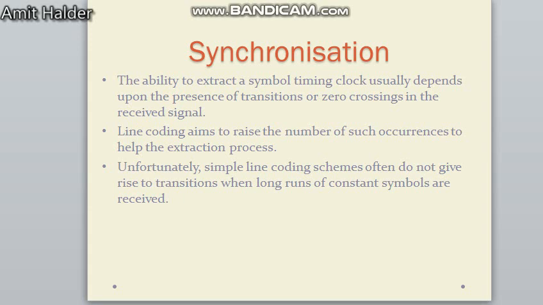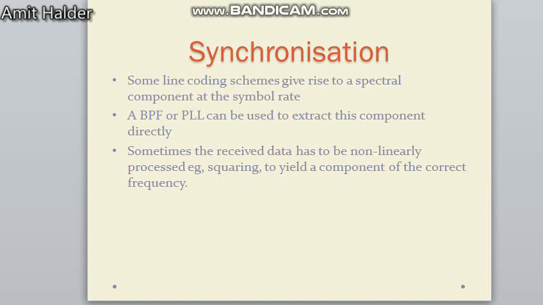Unfortunately, simple line coding schemes often do not give rise to transitions. So we need some line coding schemes to get better results in synchronization and to encode or decode some of the values in digital communication systems. Some line coding schemes give rise to a spectral component at the symbol rate. That means each symbol passes through per second.